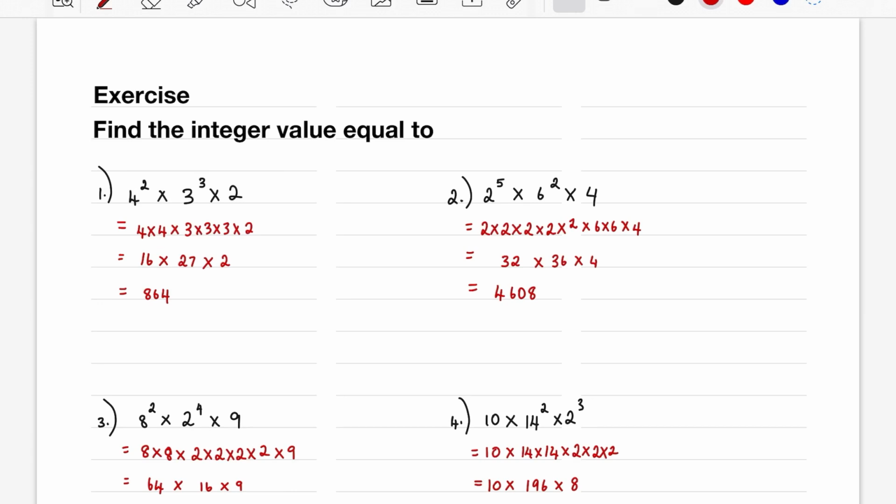So now let's move on to a discussion of negative bases. What happens when the base has a negative sign attached to it? Let's look at that.